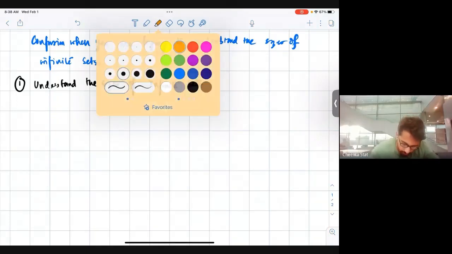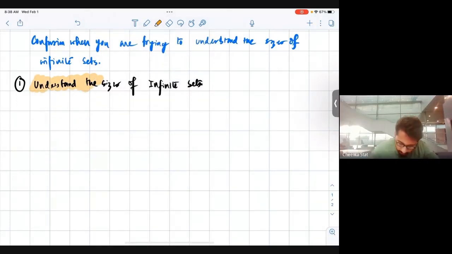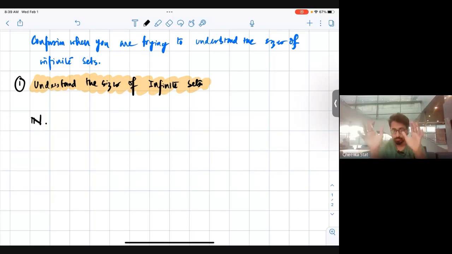Okay, so coming to what's the plan for today? The plan for today is to understand the sizes of infinite sets. So can you give an example of an infinite set? Very easy, right? Natural numbers. We have seen that. So we will define the sizes of infinite sets in terms of something called bijection.